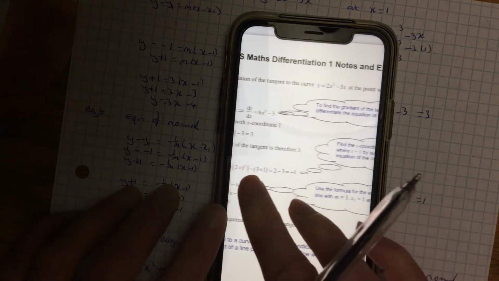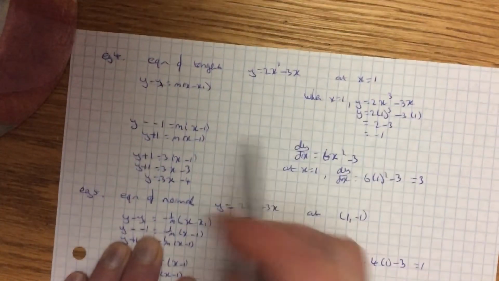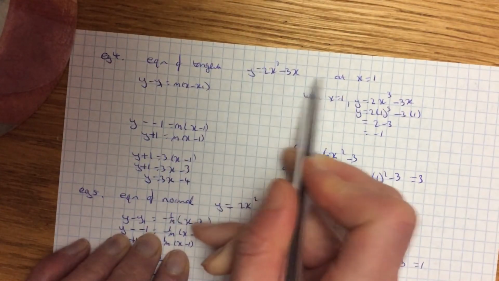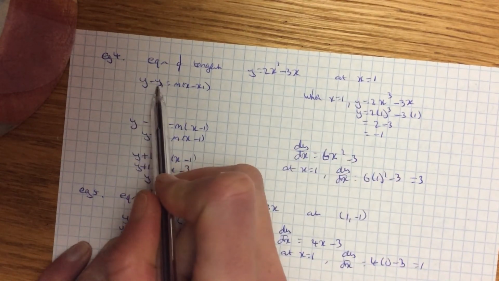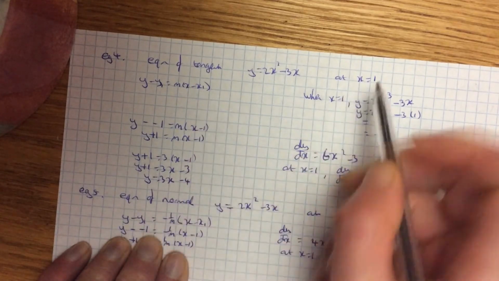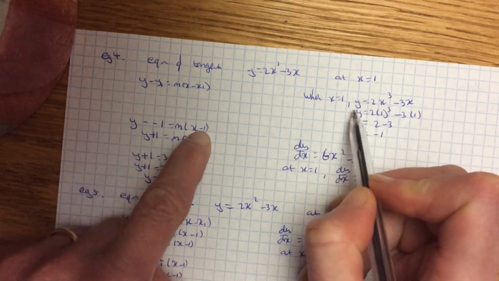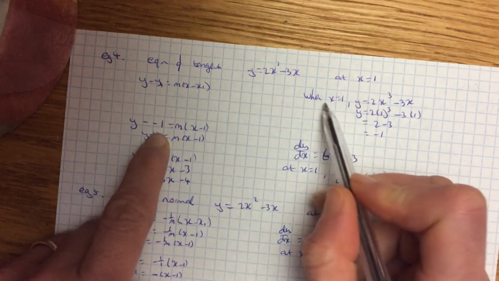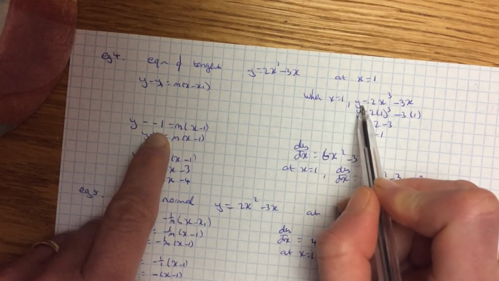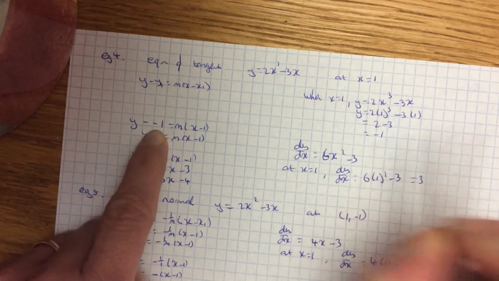So find the equation of a tangent to that curve with x coordinate 1. So equation of tangent, just writing out the question. There's my equation, y minus y1 equals m(x minus x1). I'm at the point x equals 1, so you can sub your x equals 1 in. But I need my y coordinate to sub in. So when x is 1, this is me working out the y coordinate. So y is minus 1. So I'm putting it over here.